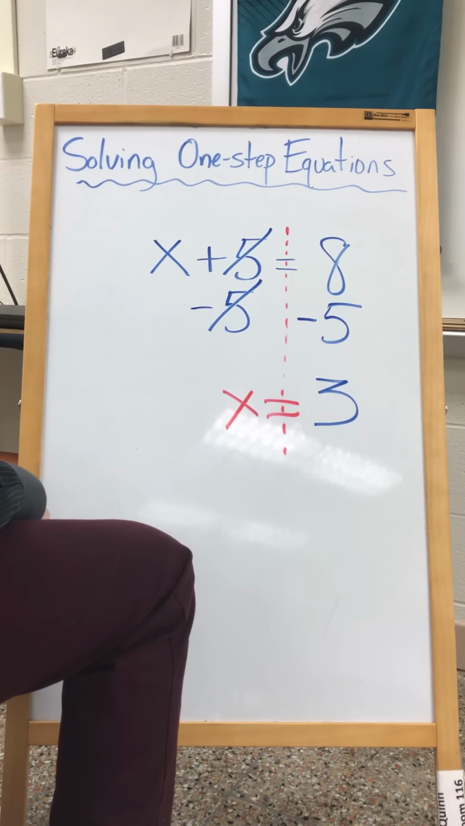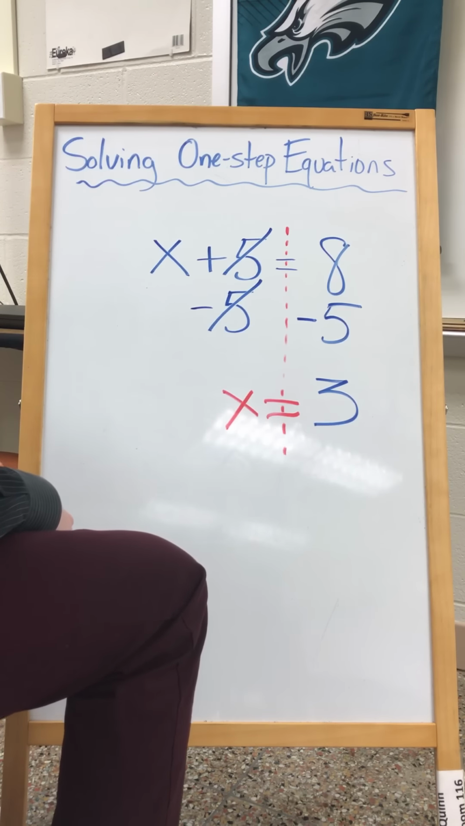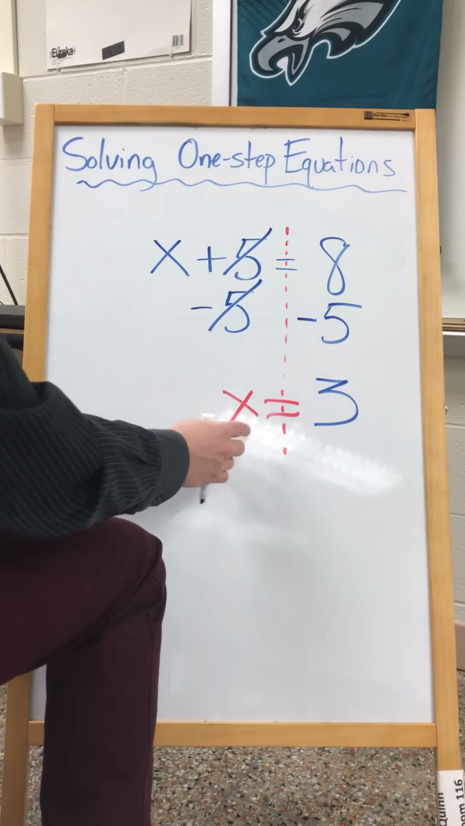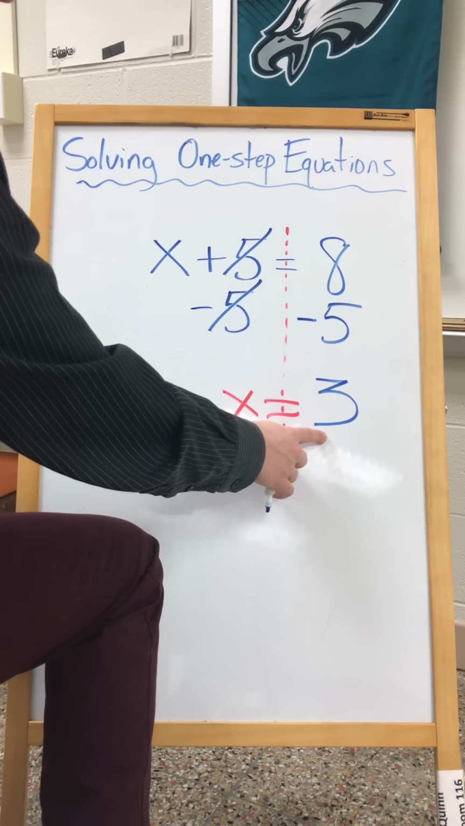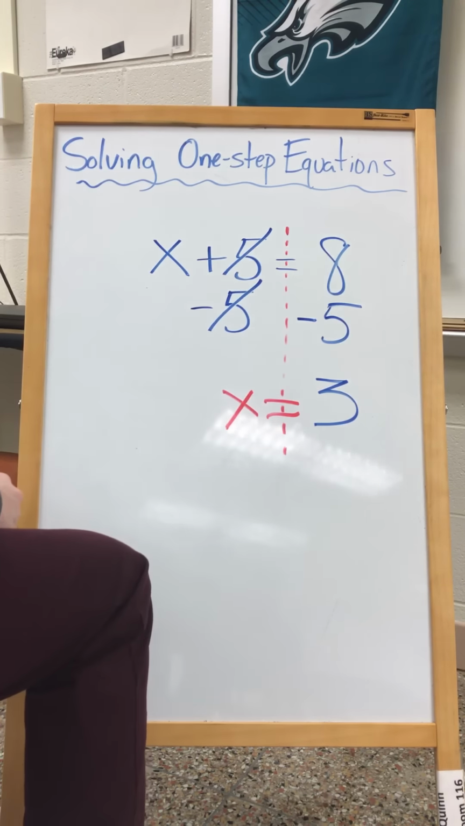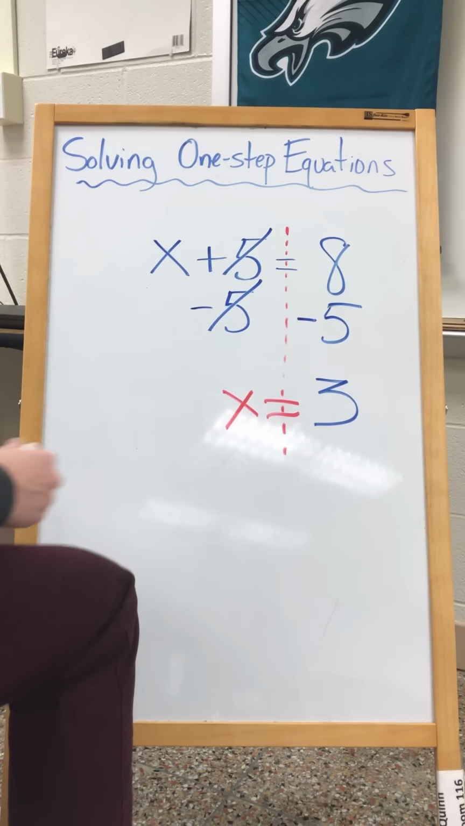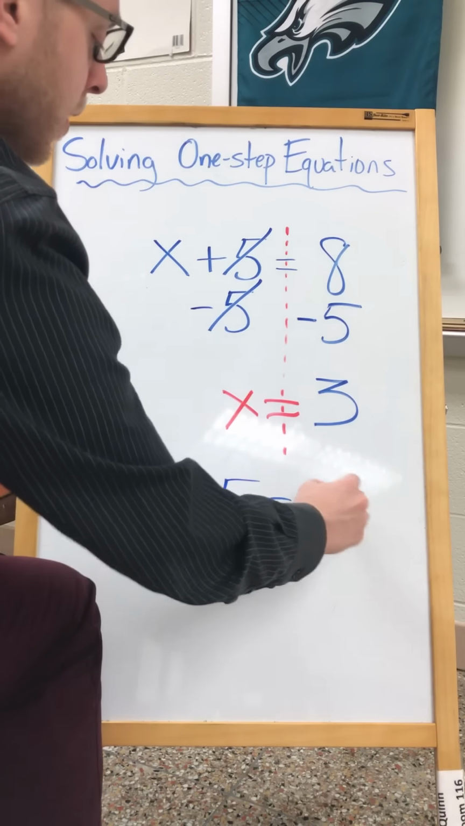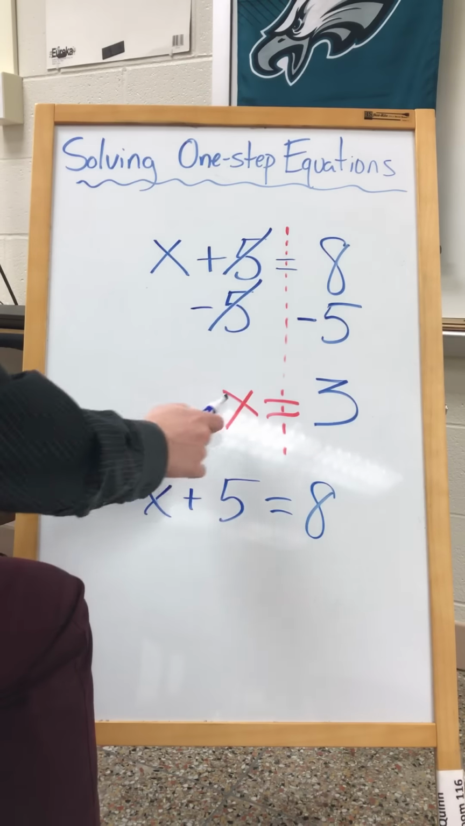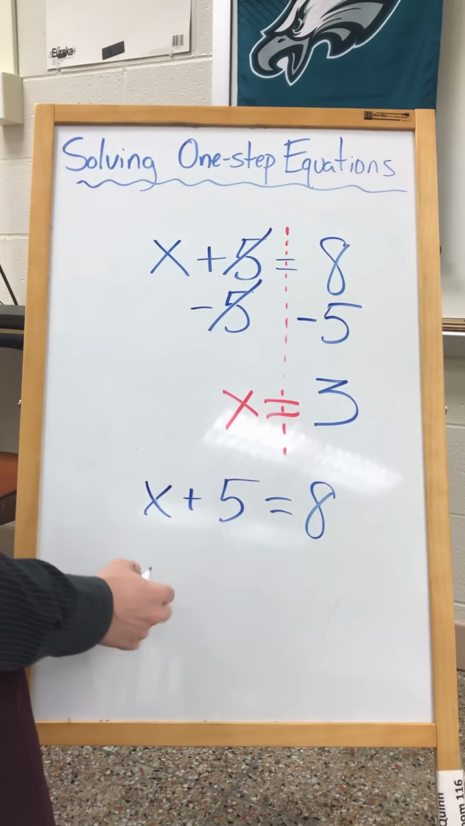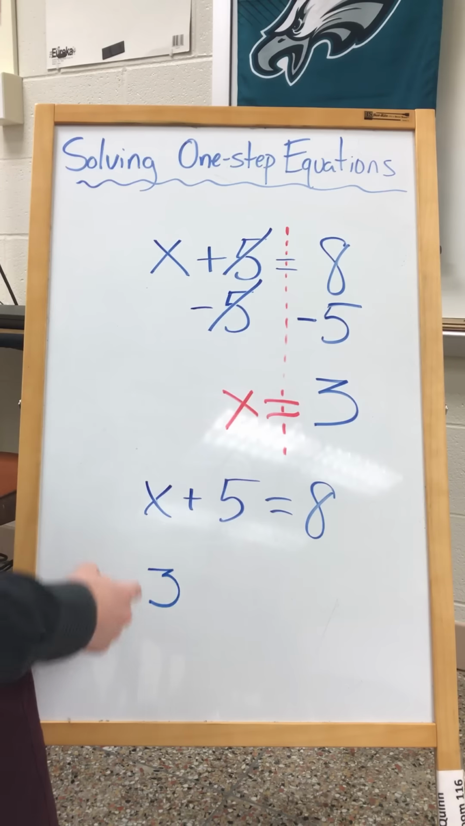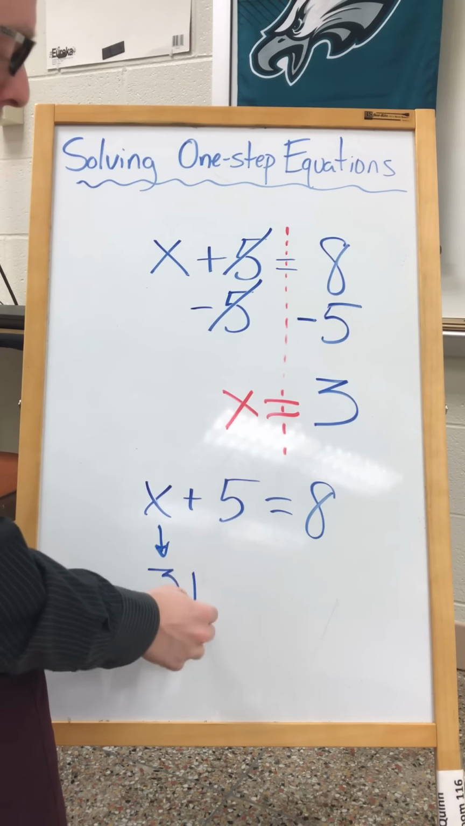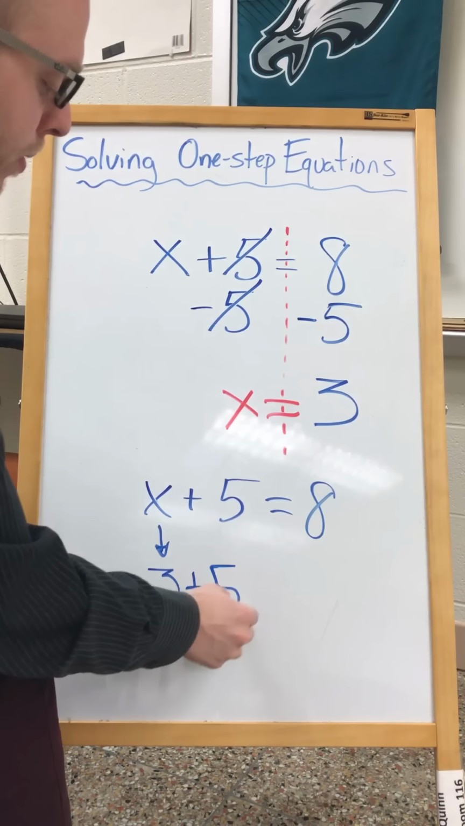Now there is one last step that I can do, and it's called my check step, and it is also very important. This is where I take what my x is equal to, and I put it back into the original problem. So my original problem was x plus 5 equals 8. Well, I know that x is equal to 3 now, or at least I think it is. So I substitute in my x with the number 3, and I'm going to keep the rest of the problem the same.